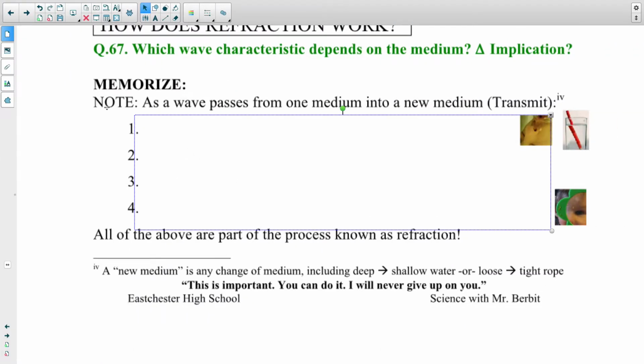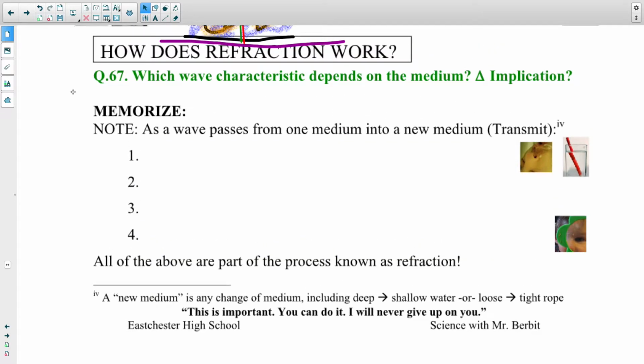Welcome to a quick review of refraction. So we're going to get into the math of it real quick. We're not going to go through every question in the notes here, but let's get through some of this business. This question here is a nice leading question. What wave characteristic depends on the medium?